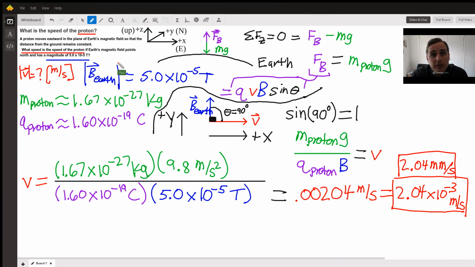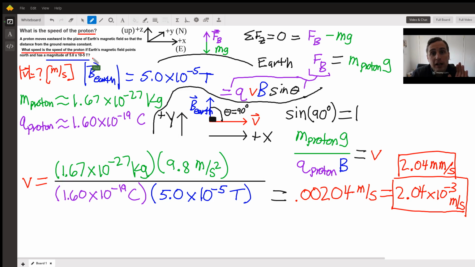Hello, and I would like to talk about a magnetism problem where we are able to calculate, using Earth's magnetic field, what the speed of a proton must be for it to remain at a constant height. A proton moves eastward in the plane of Earth's magnetic field so that the distance from the ground remains constant. What is the speed of the proton if the Earth's magnetic field points north and has a magnitude of 5.0 times 10 to the minus fifth Teslas?